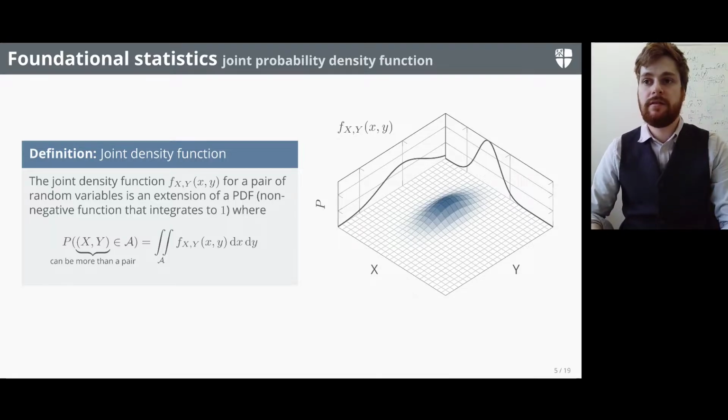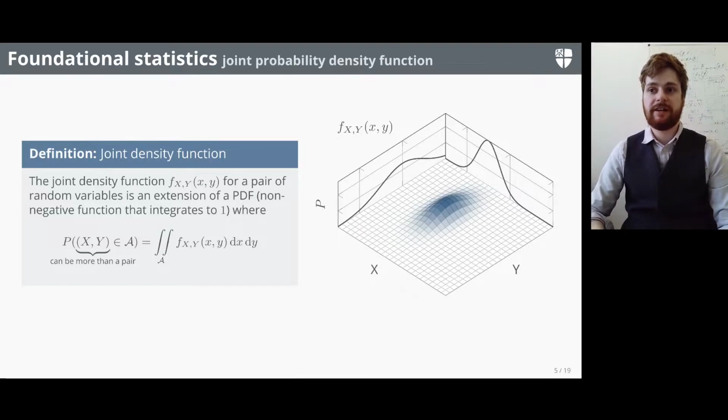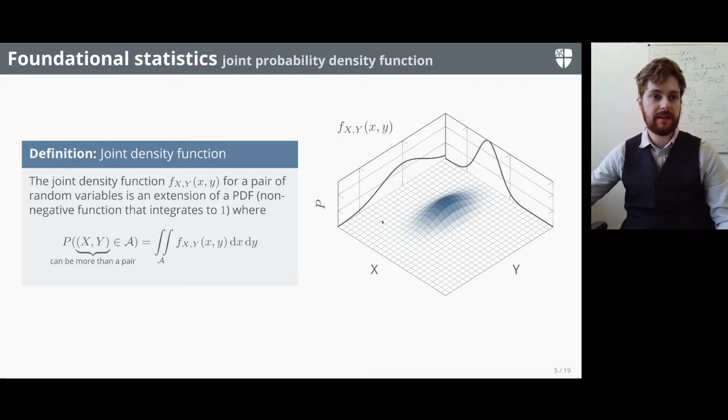The joint density for a pair of random variables is a natural extension of the probability density function for a single variable. It's also a non-negative function, so all of the probabilities you observe inside are non-negative, and all of them must integrate to 1. So all of the probabilities from both variables must integrate to 1. You could imagine x being the age and y being the height, and the probability defined over both these random variables must integrate to 1.